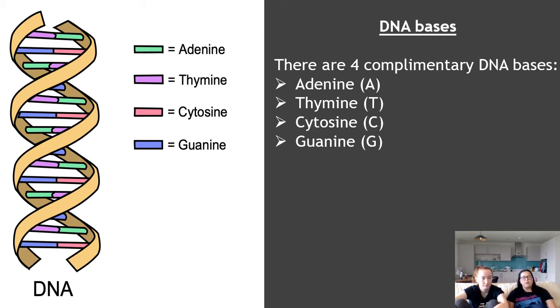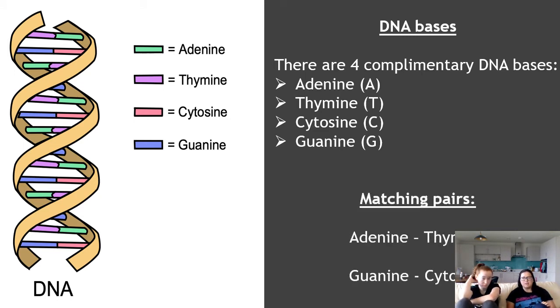Okay, so the green is representing an adenine base, so we've got adenine bases running down there. The purple is representing thymine bases. Now, these bases are very important because, number one, they hold the two strands of DNA together with a complementary base pairing relationship.